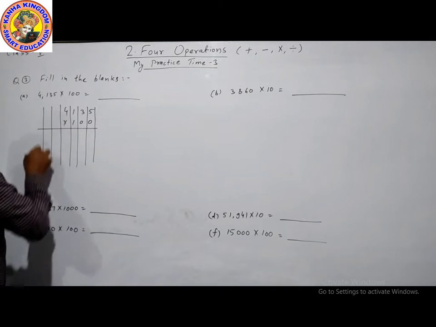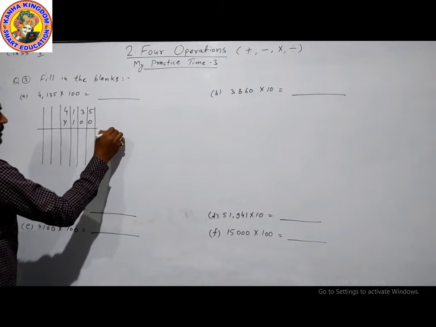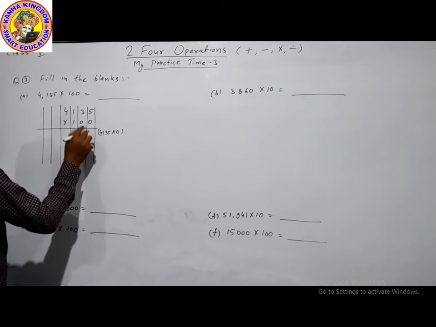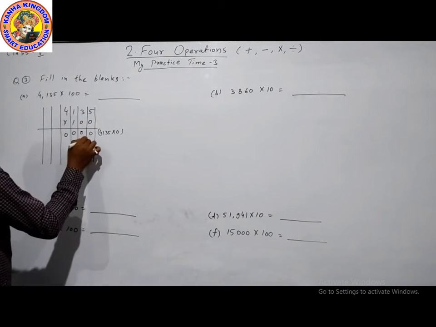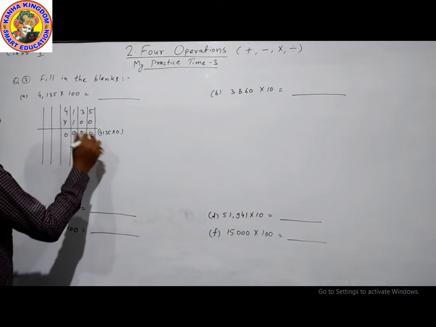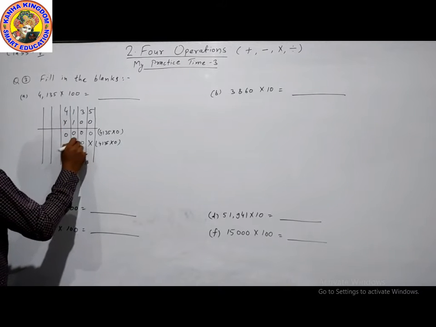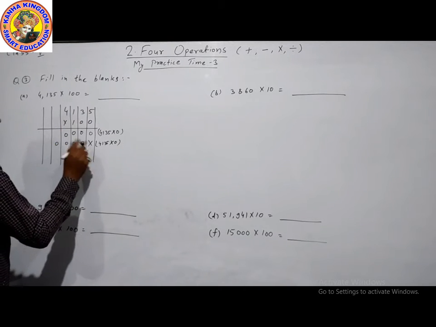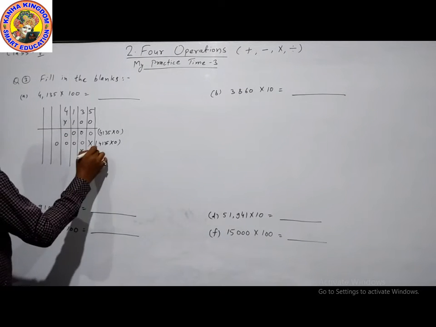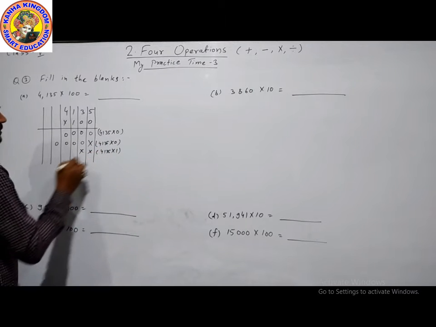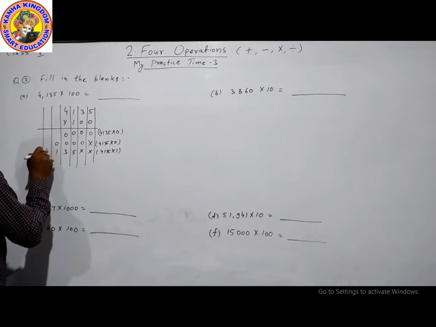In the first one, we will multiply by 0. 4135 multiply by 0. 0 into 5, 0, 0, 0 and 0. Leave a blank space. Now 4135 multiply by 1. Here is 1, so leave that space. 1 into 5, 5, 3, 1, 4.